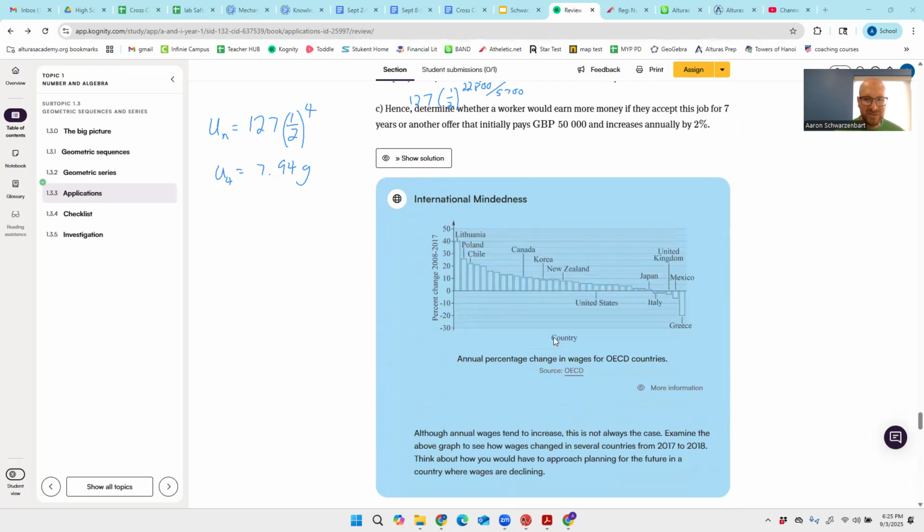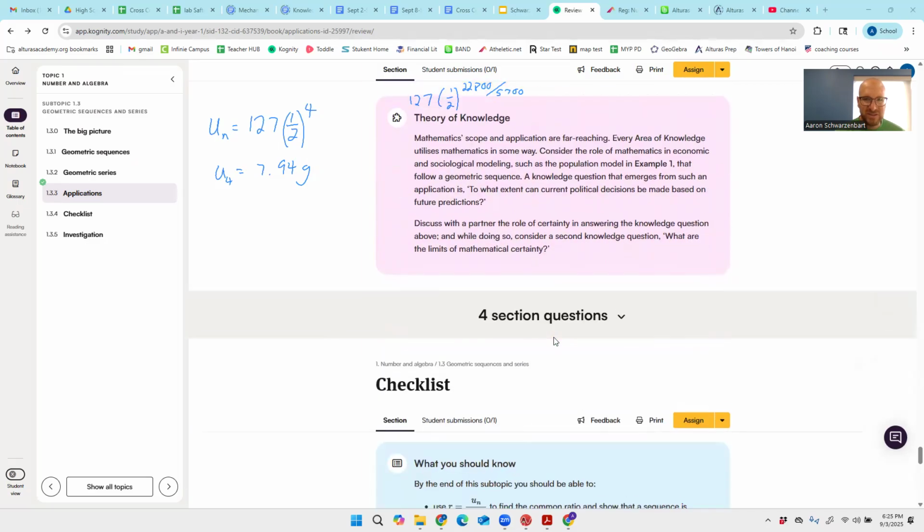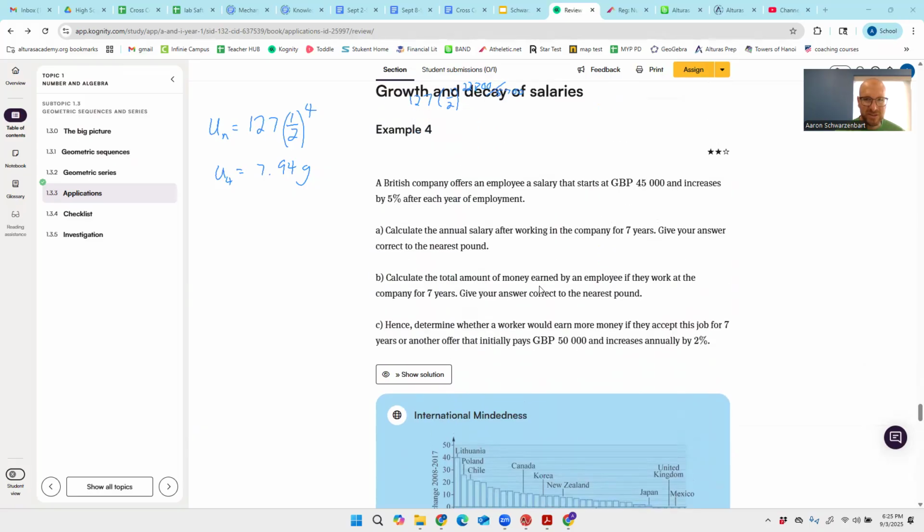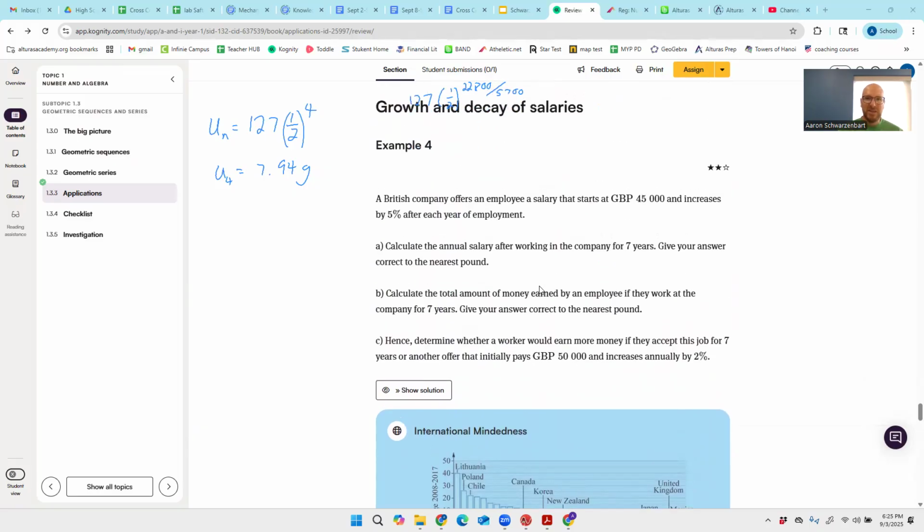Growth and decay of salaries. Unfortunately, sometimes salaries do decay. That's very unfortunate sometimes. So a British company offers an employee a salary that starts at 45,000 GBP, pounds sterling is often what it's called, and increases by 5% each year. Calculate the annual salary after working for 7 years. Give it to the nearest pound. 45,000 times 1.05 to the seventh.